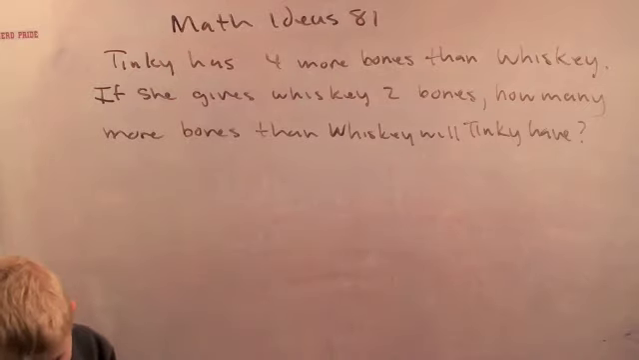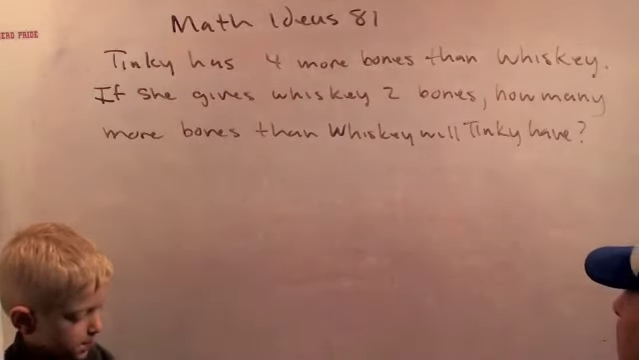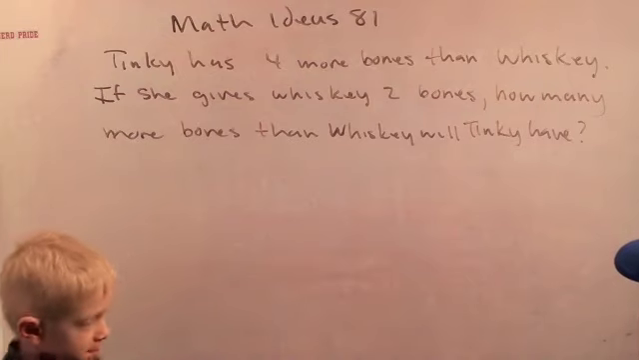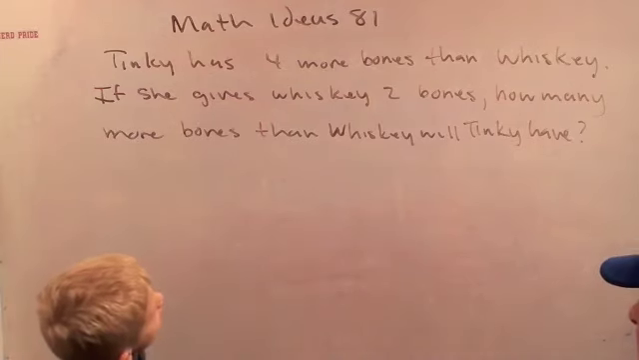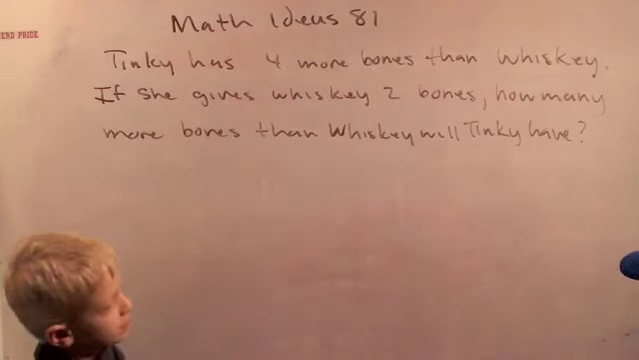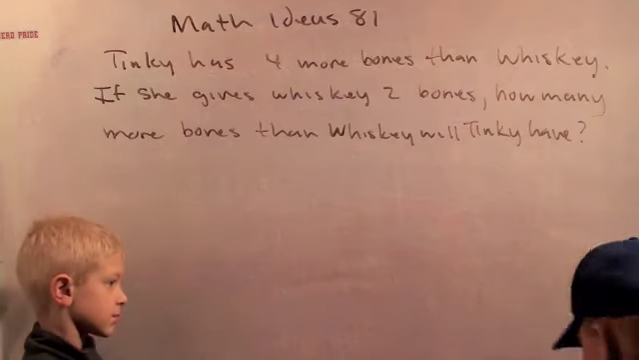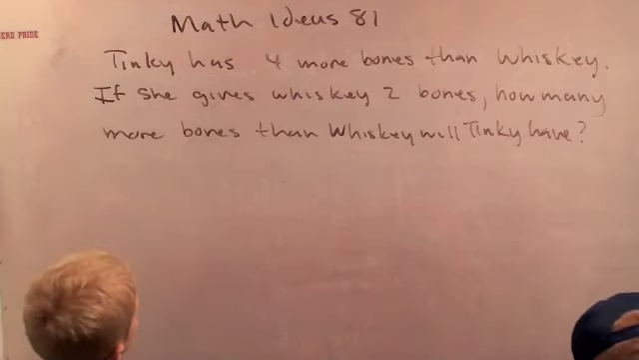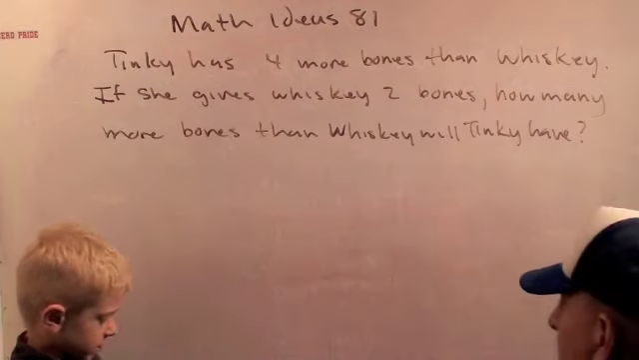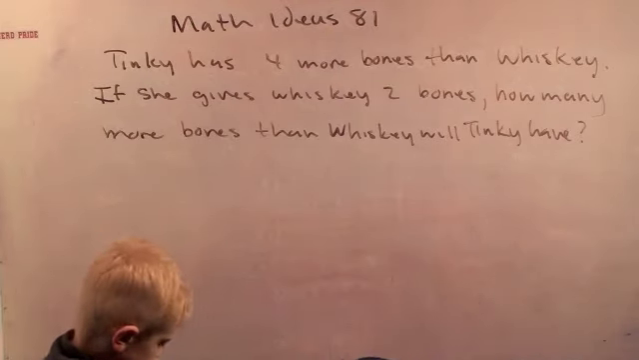Tinky has 4 more bones than Whiskey. If she gives Whiskey 2 bones, how many more bones than Whiskey will Tinky have? What do you think about this problem? How would you like to approach it?